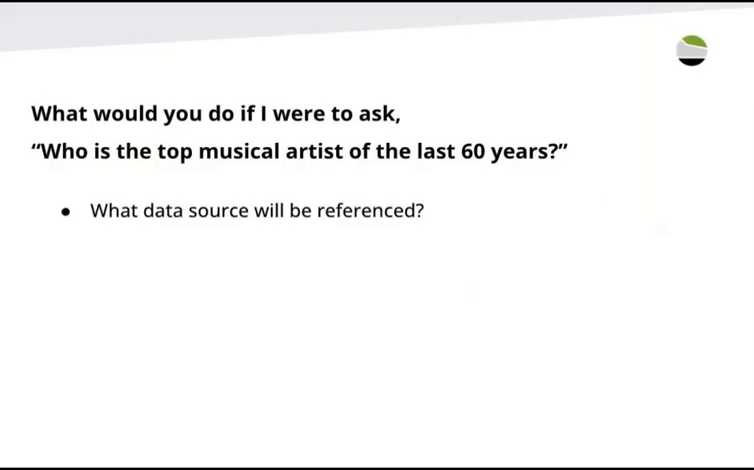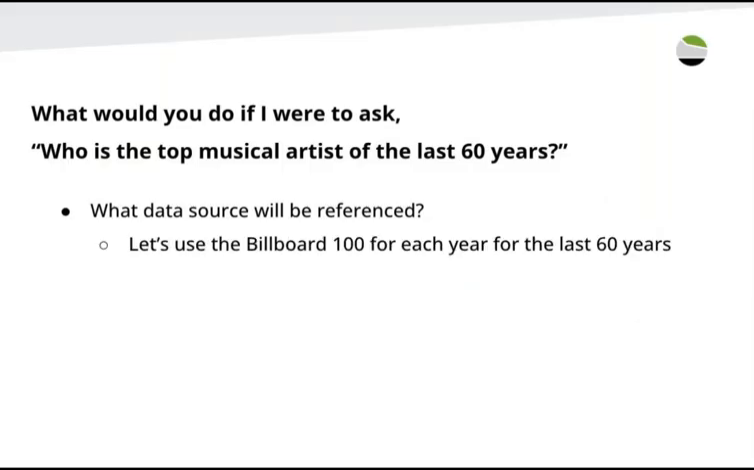So let me do this. I'll give you this data source. You've got the Billboard 100 for each year for the last 60 years. Every year, Billboard magazine puts out a list of the top 100 songs of that year. So you've now got to think of it as an Excel file or just a data file of 60 years' worth of 100 songs. So you've got 6,000 records in this file.